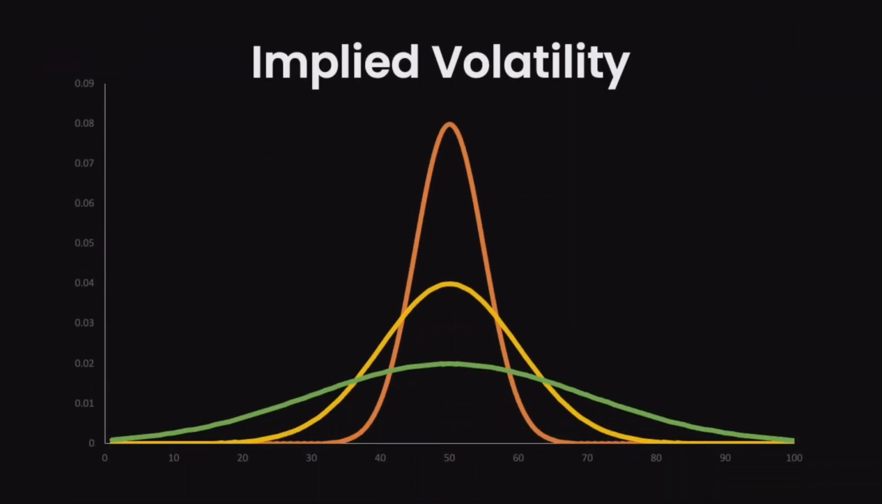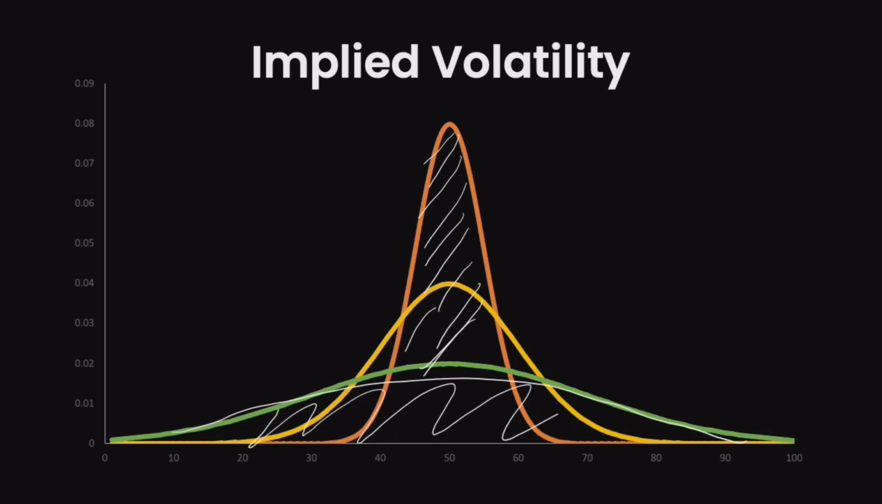Now, low implied volatility results in a narrower distribution of prices, where most prices fall within a limited range. On the other hand, high implied volatility results in a wider distribution of prices, where the stock has a greater chance of moving over a broader range.